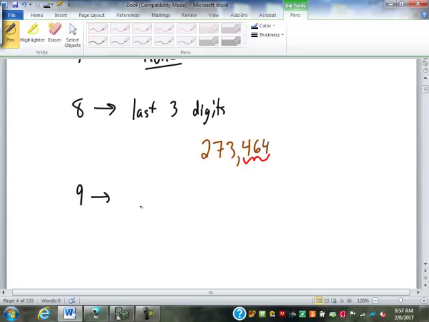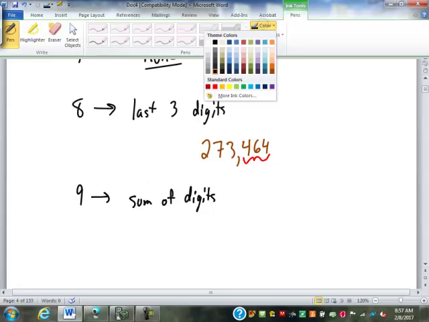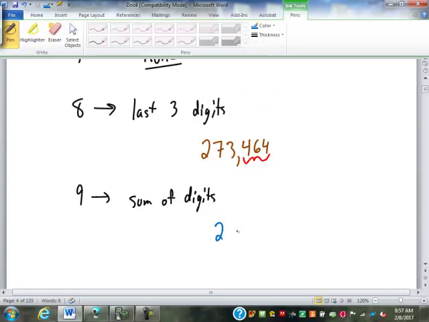9. Same rule as 3, sum of digits. Now again, you could just divide by 3 twice, but this one actually does work out pretty well. So 25,731. What is 2 plus 5, 7 plus 7, 14 plus 3, 17 plus 1, 18. Is 18 divisible by 9? Yep, so that whole thing is divisible by 9.